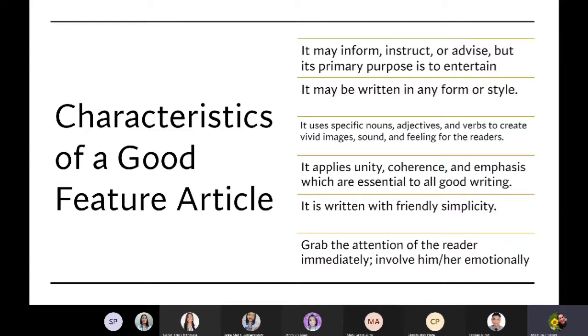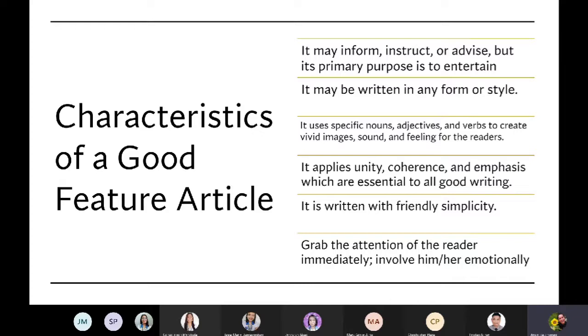It applies unity, coherence, of course, and emphasis, like the traditional way of writing. It still needs coherence, cohesiveness, the mechanics in writing, so look at your grammar still. And then, it is written in a friendly way with a simple way of providing information. You don't need to make it hard for them to take the news, but make it in a friendly manner, like you're having a conversation with a friend. Lastly, grab the attention of the reader immediately.